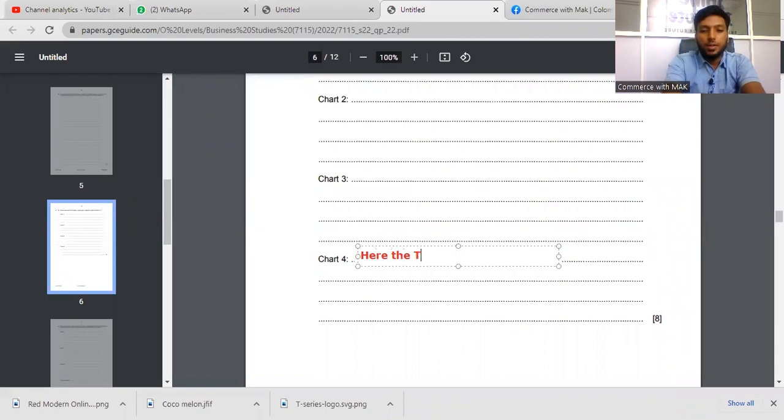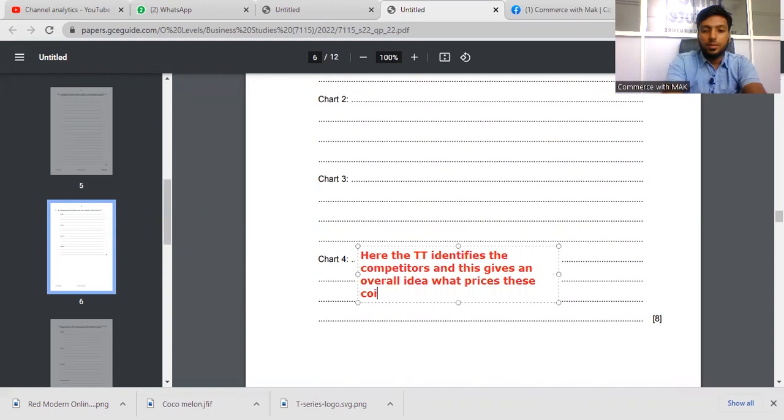So here, business TT identifies the competitors, and this gives an overall idea of what prices these competitors might charge. Easy as that, right, guys? So let's move on to the next part of the question.